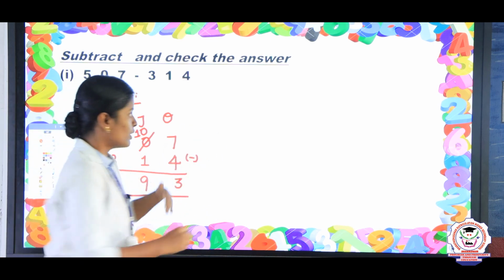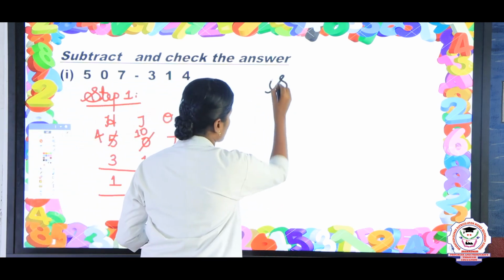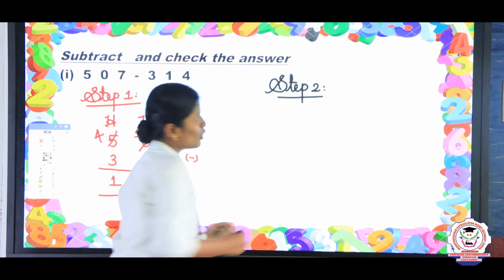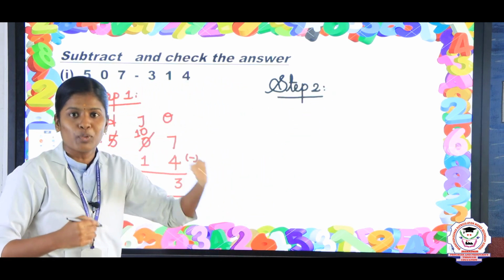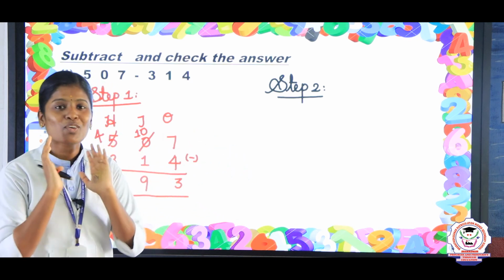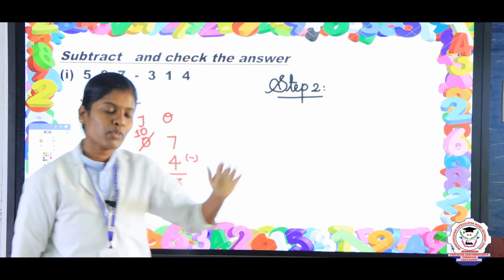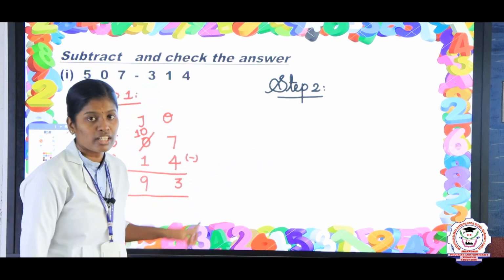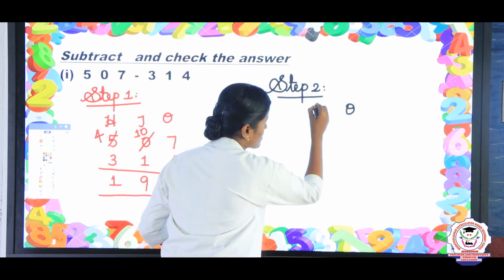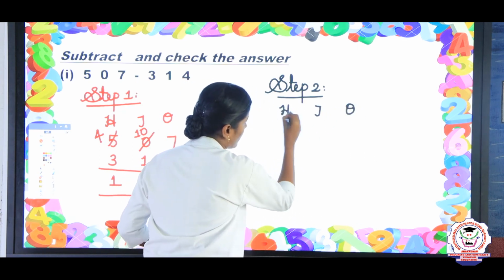Now, step 2. So, write here step 2. You all know what we need to do in step 2. First we will write the step 1 answer. So, what is the step 1 answer? The step 1 answer is 193. So, take and write 193. Before that, write the place values: ones, tens, hundreds.